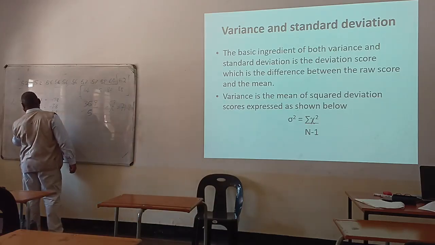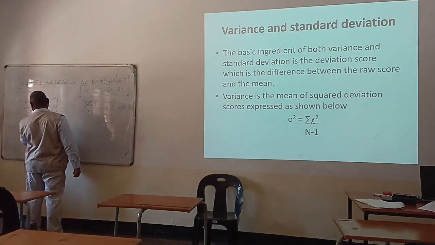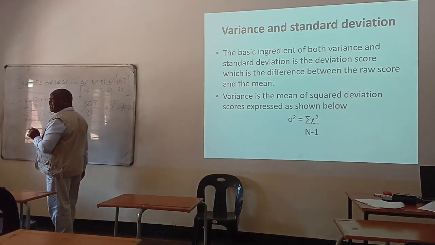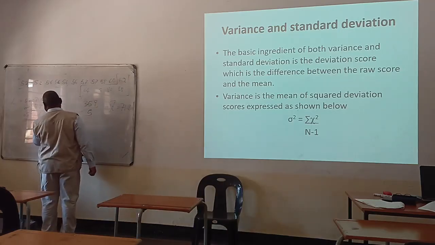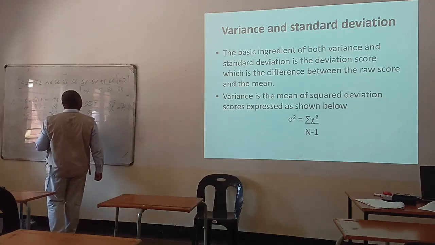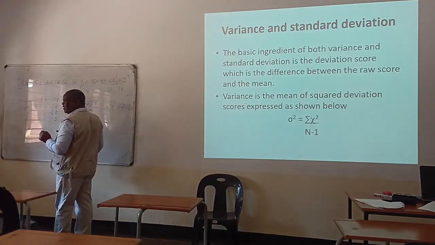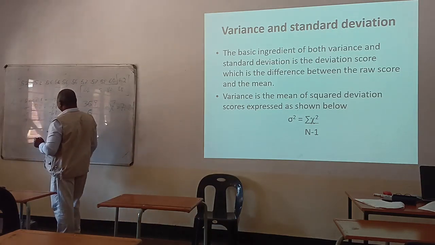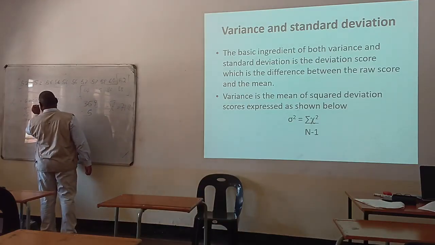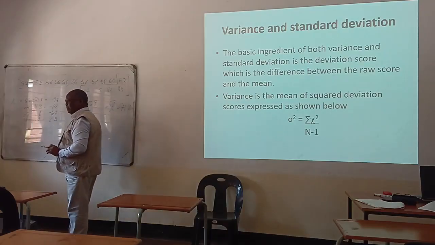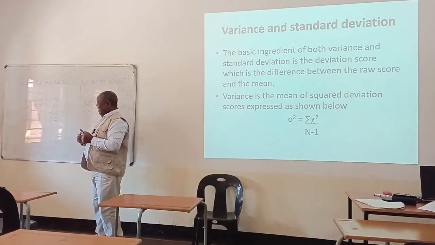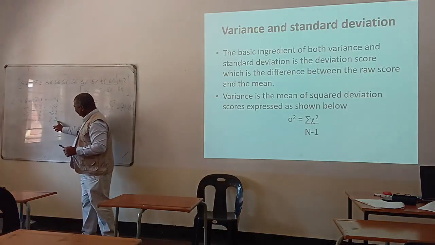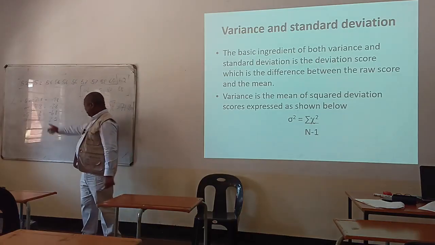80 minus 71.8, that's 8.2. Yes, 71.8. I think I confused you with my 0.7 years. This one is 8.2.